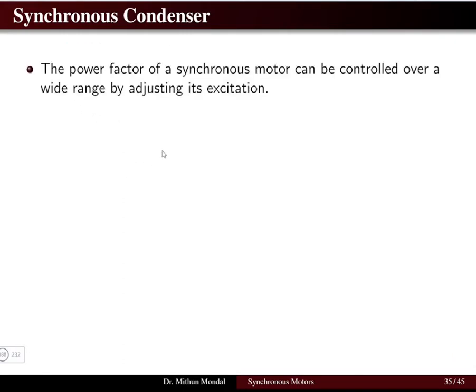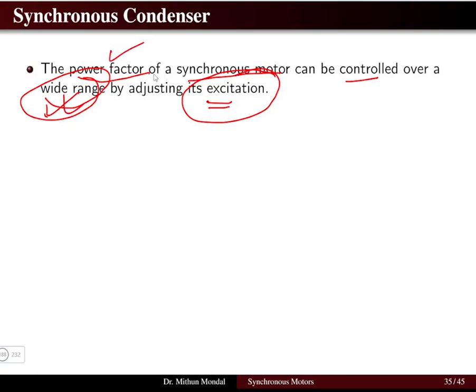We have discussed that any synchronous motor can be operated with varying excitation. So the power factor of a synchronous motor can be controlled over a wide range, and this can be done by adjusting the excitation of the synchronous motor. This is not possible in case of the induction motor. In case of a synchronous motor, since we can vary the excitation, whether we operate it as over excitation or under excitation, that is a wide range of adjusting the excitation, and hence the power factor of a synchronous motor can be controlled.